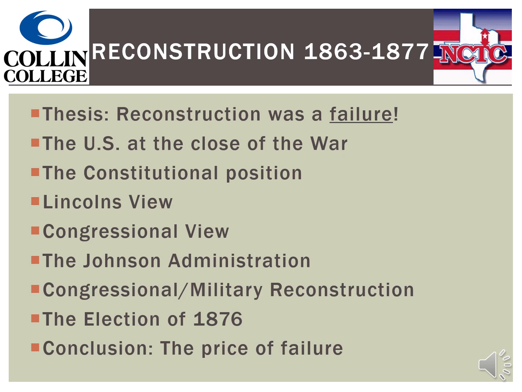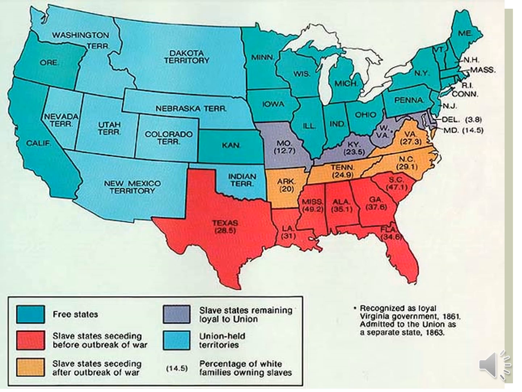Let's take a quick look at the United States at the close of the Civil War. What we're looking at on this map is the United States during the Civil War. And I want to draw your attention to those states that are down there in red and that sort of orange, tan colored. Those were the southern states that had said they were leaving the Union. Those are the southern states that engaged in the Civil War.